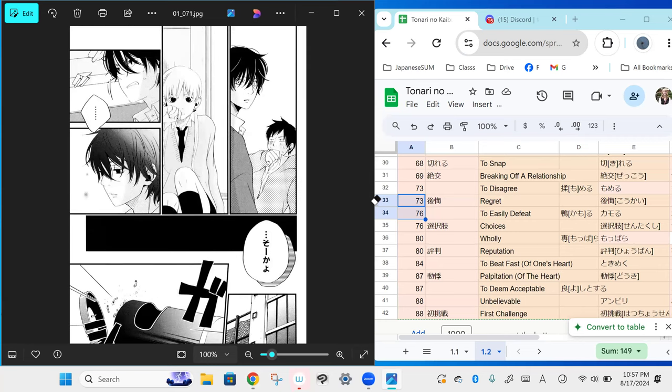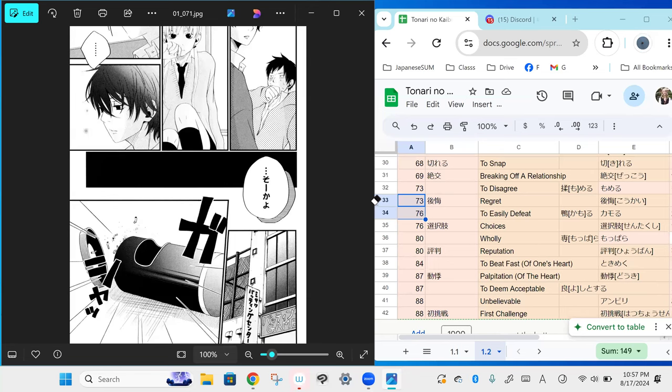And then Haru gets a little bit angry and then sad. And then we have a little time skip. So kayo, which is kind of like a nonsense, like, yeah, that's what I said. Something like that.